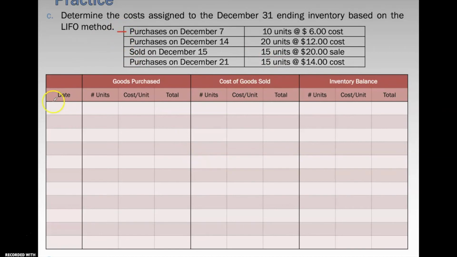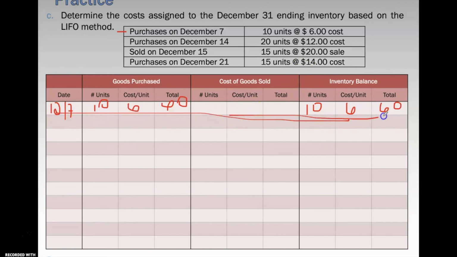So we still have this purchase on December 7th. This should be very repetitive by now. 12.7, we bought 10 units at $6 each for a total of 60. I'm just going to do this fast. I know it's sloppy, I'm sorry. You can look at the classwork for a neater version of this. All right. Then on the 14th, we purchased 20 units at 12, for a total of 240.